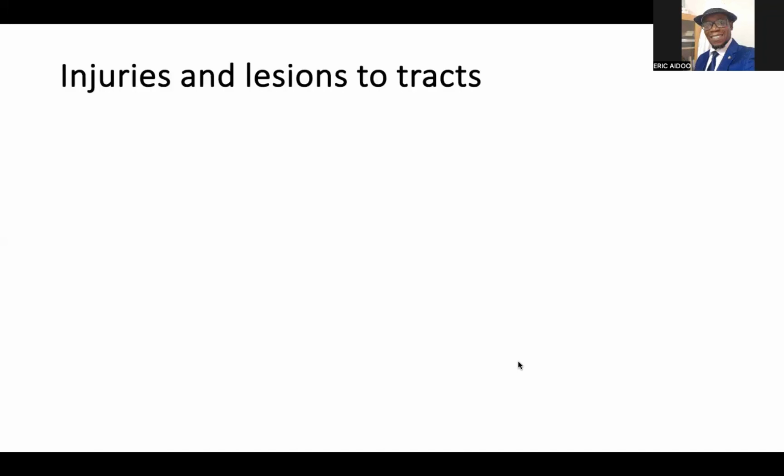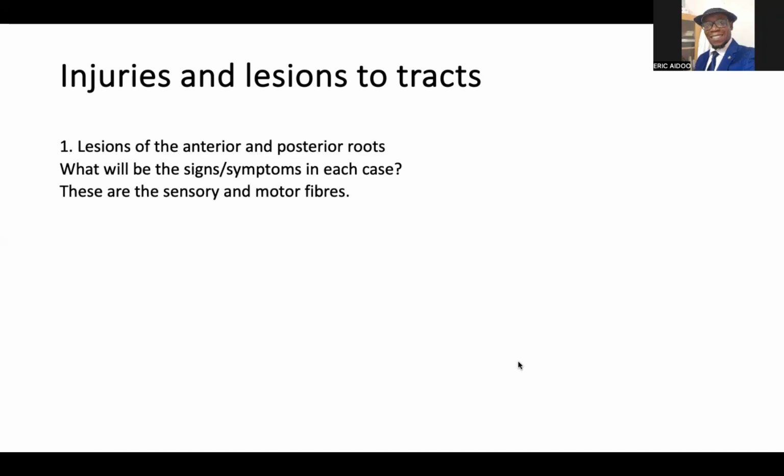We want to first look at injuries and lesions to tracts. A tract is the same as fasciculi or funiculi or pathways or axons. So, lesions of the anterior and posterior roots. What will be the signs or symptoms in each case? So you are looking at the spinal cord level.